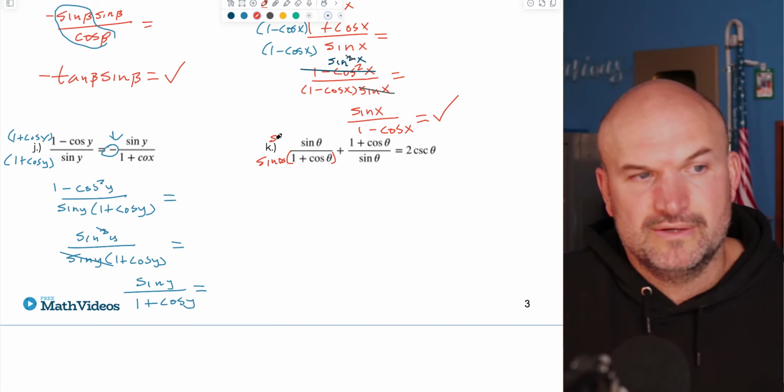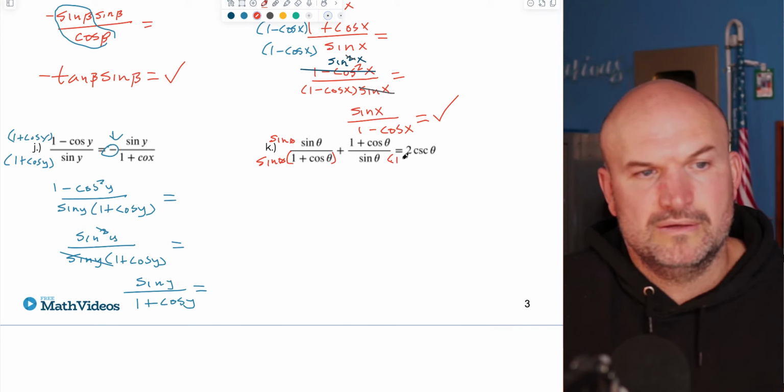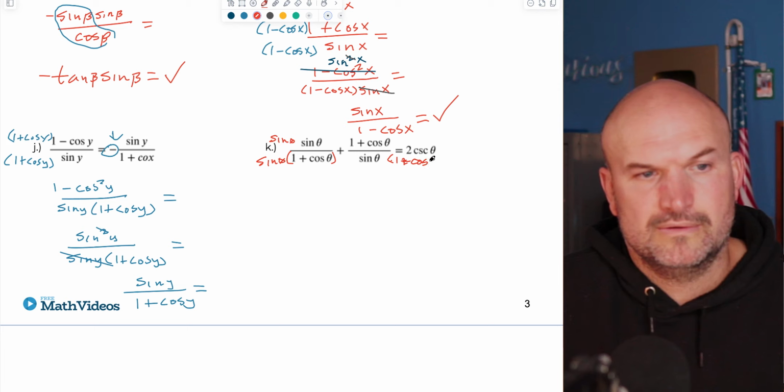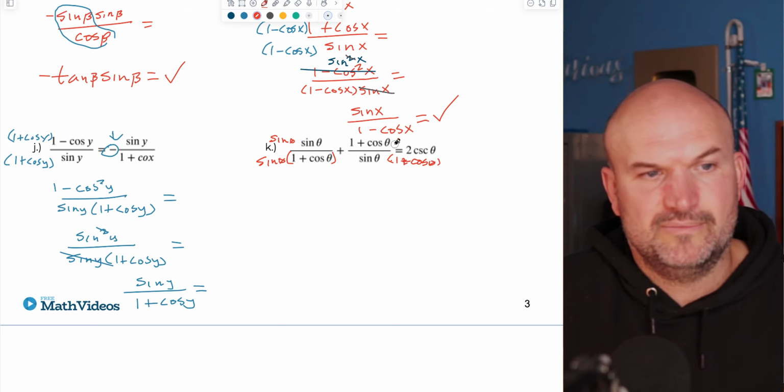So we have a sine of theta. I'll multiply over here. And then over here, I'll multiply by a 1 plus a cosine of theta. My computer is not liking that. And multiply by 1 plus a cosine of theta.